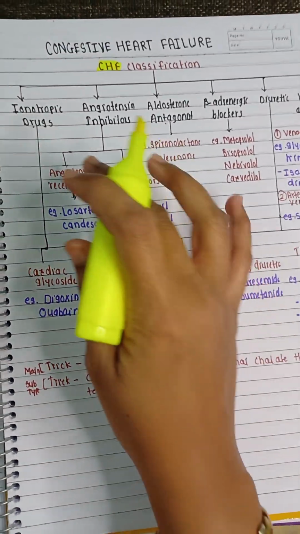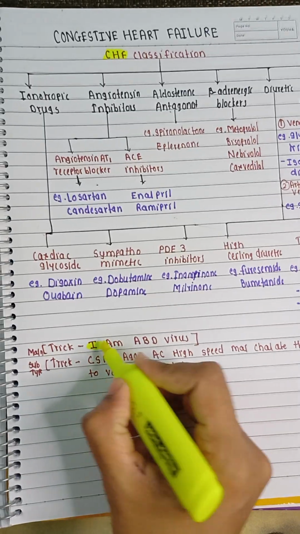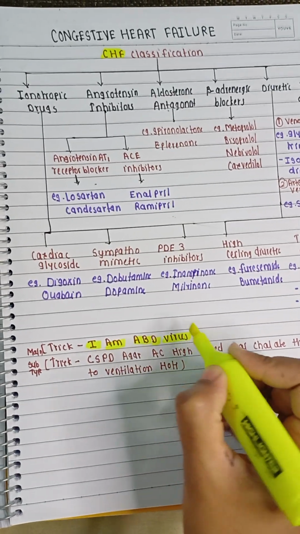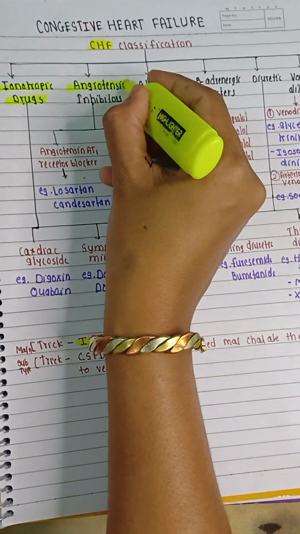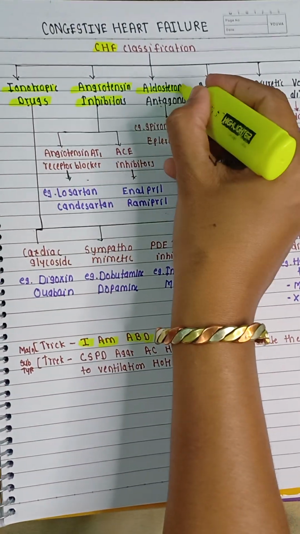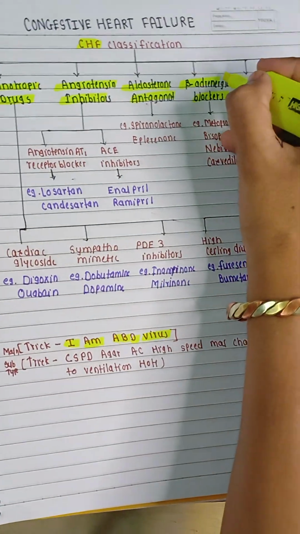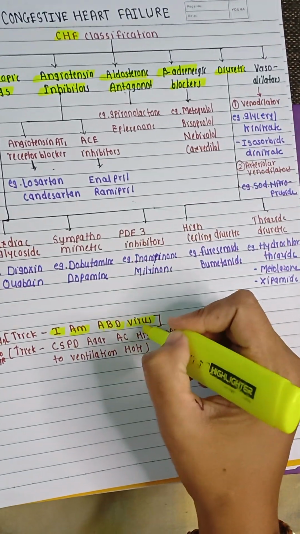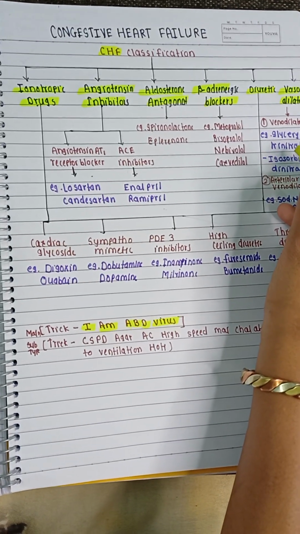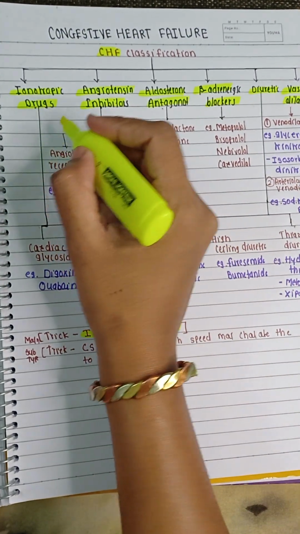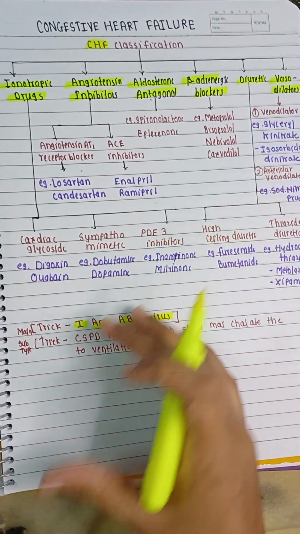There are 6 main types. For the 6 types, the trick is IMABD virus. The first, I for inotropic drugs, then M for angiotensin inhibitors, A for aldosterone antagonists, B for beta blockers, D for diuretics, and last, virus for vasodilators. This is the main 6 types for congestive heart failure. Okay, IMABD virus: inotropic drugs, angiotensin, aldosterone, beta adrenergic blockers, diuretics, and vasodilators.